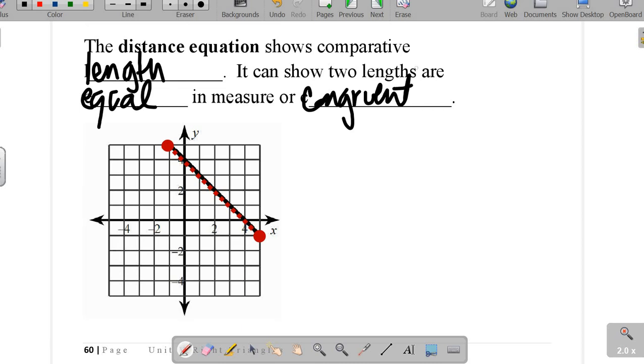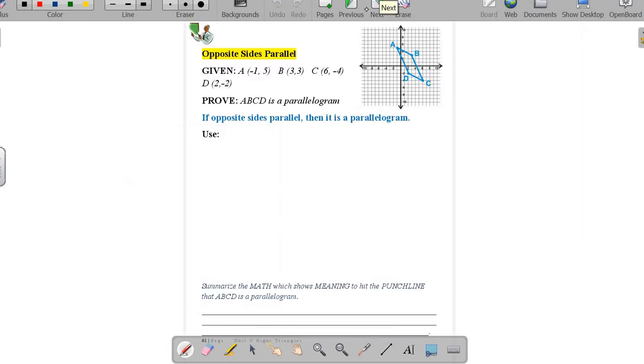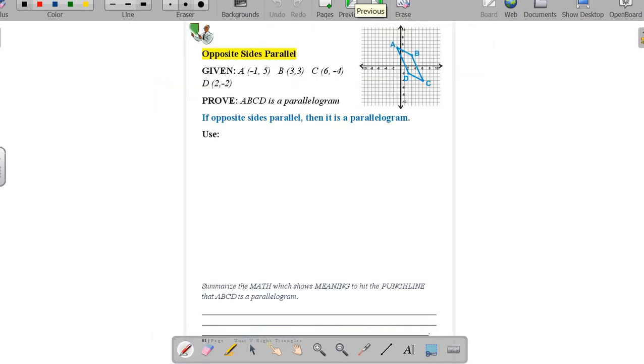The distance equation shows comparative lengths. It can show that two lengths are equal in measure or congruent. So if I had a segment here and some random segment over here, and I want to prove that they are congruent in length, I'd be using the distance equation. And that would be the distance equation template. So we're going to be doing 3 different proofs, mathematically proving something.